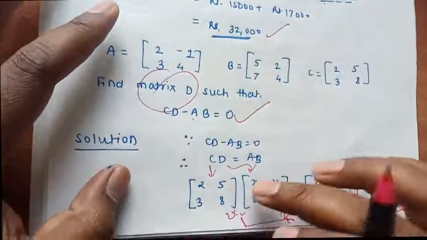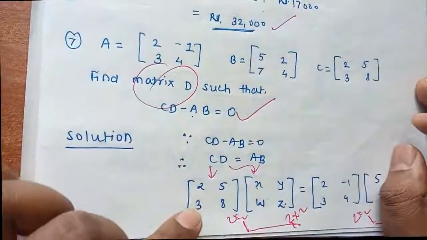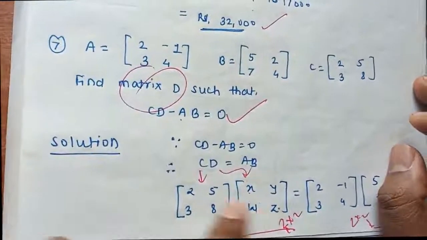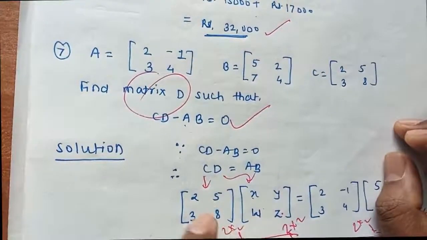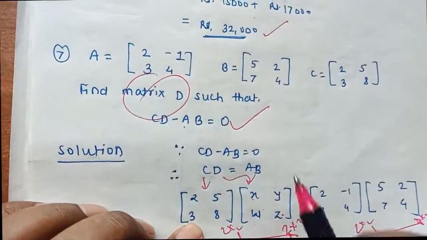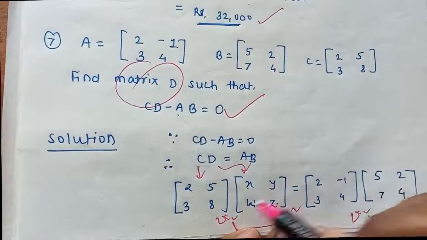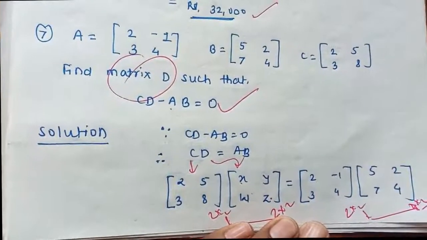After multiplying, first row into first column, then first row into second column. First row into first column, 2x plus 5w, will give the first element. 2y plus 5z will give the second element. 3x plus 8w will give the first element of the second row, and 3y plus 8z will give the second element of the second row.